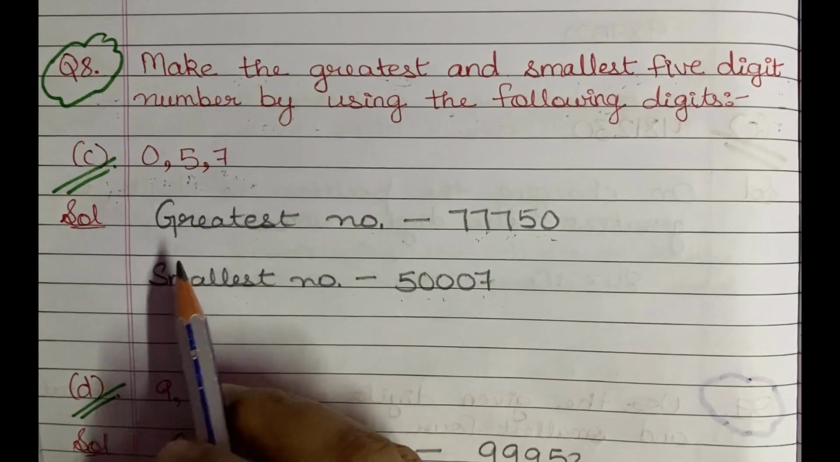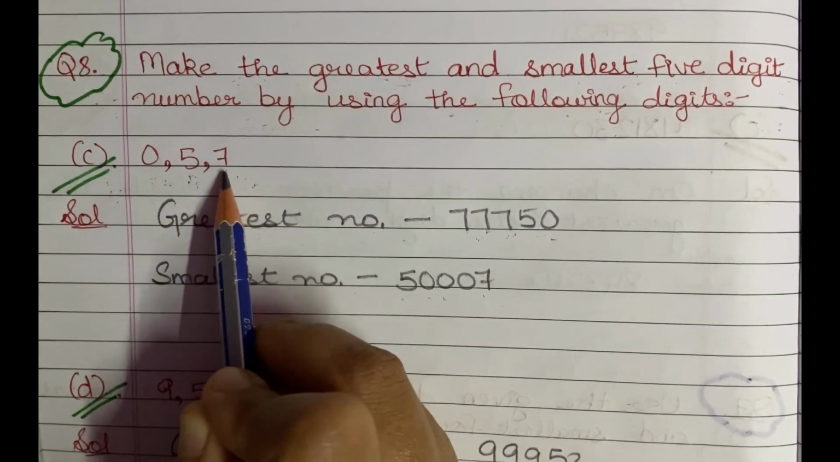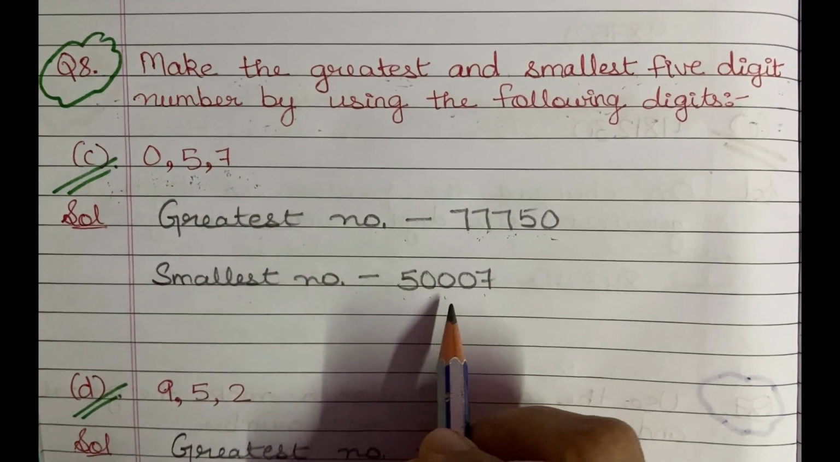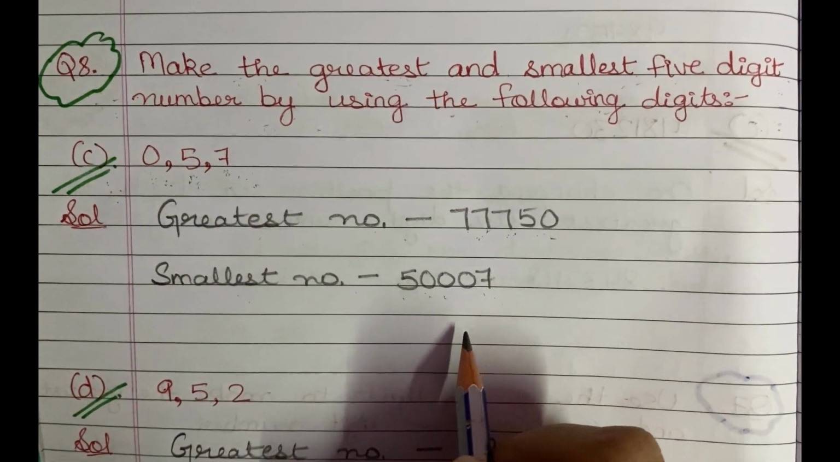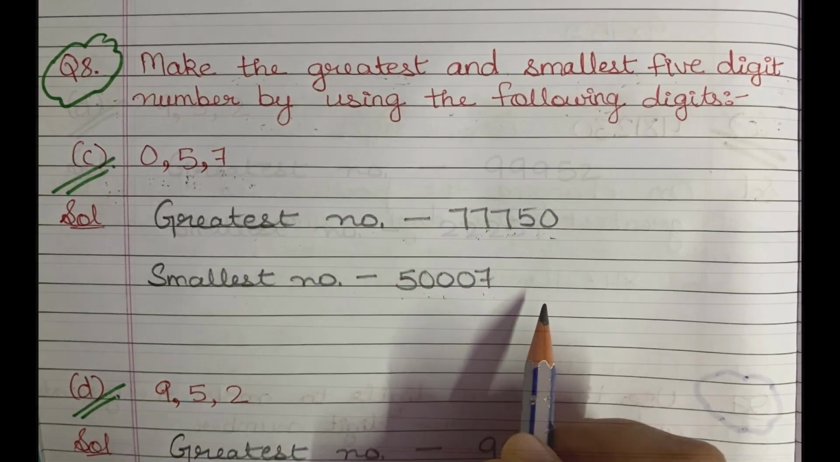And for writing the smallest 5-digit number, we will write the smallest nonzero digit 5 at the first place, then we will repeat this 0 3 times, and then in the last we will write 7, and on doing so we will get 50,007 as our smallest 5-digit number. Hopefully it is clear to you.